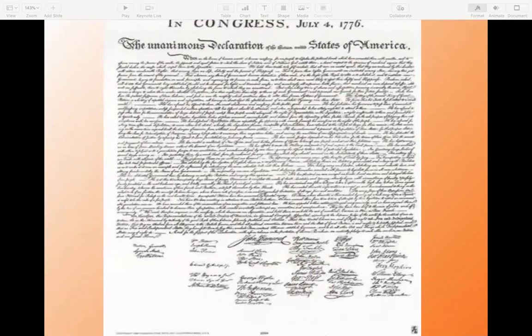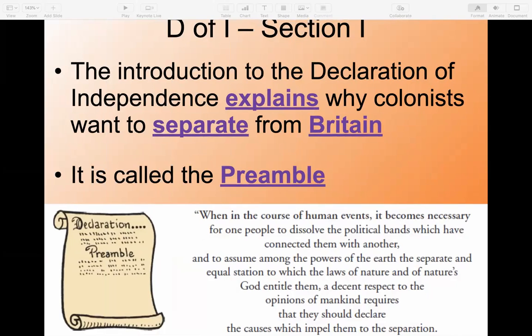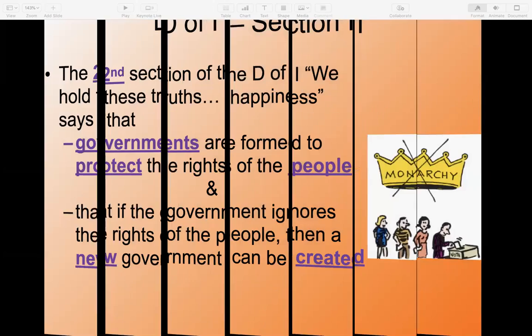Here's a copy of the Declaration of Independence. The Declaration of Independence, Section 1. The introduction to the Declaration of Independence explains why the colonists want to separate from Britain. It is called the Preamble. And there's a little bit of it down there at the bottom.